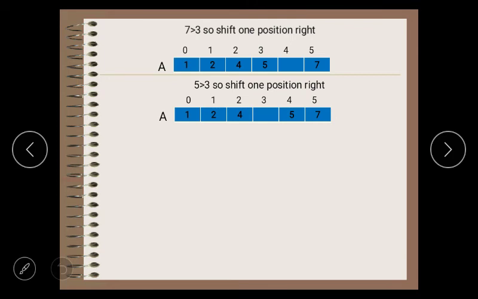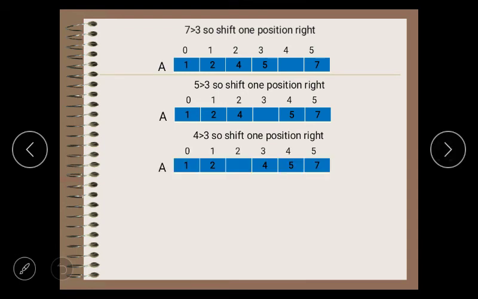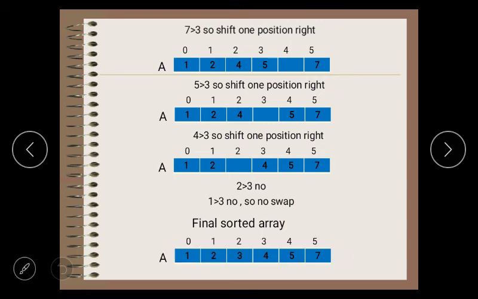Now compare with 4. Is 4 greater than 3? Yes. So shift one position right. Now compare with 2. Is 2 greater than 3? No. So no shifting of the 2. Now compare with 1. Is 1 greater than 3? No. So there is no shifting of the elements 1 and 2, and fill this empty cell with 3. After that, the final array looks like this. There are no more elements in the unsorted array, so the final sorted array looks like this. So this is the example of the insertion sort.